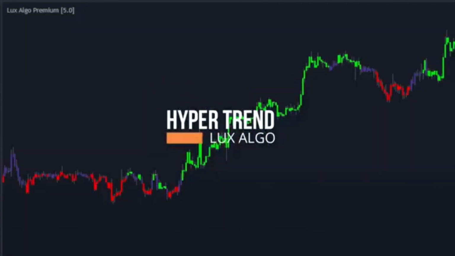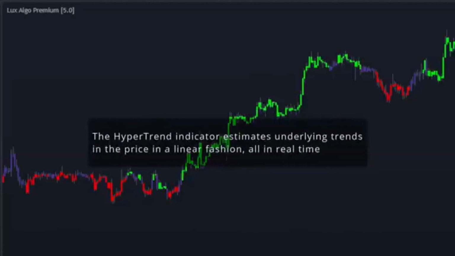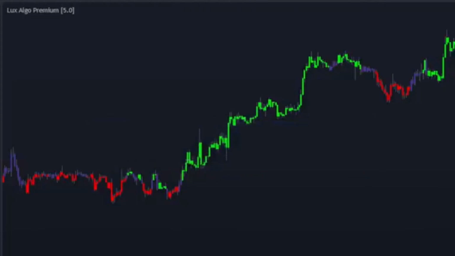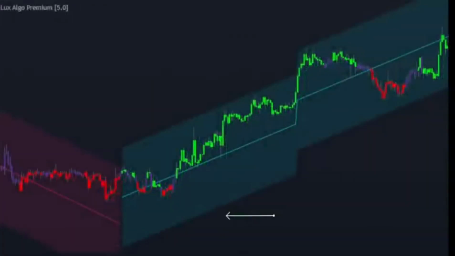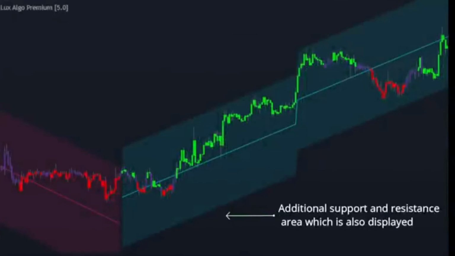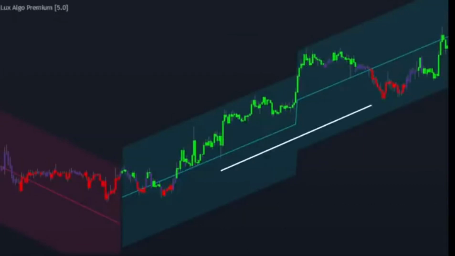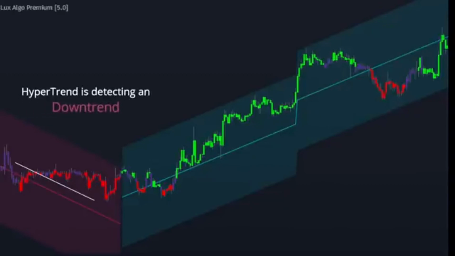Another new indicator for the Lux Algo package is the hypertrend. The hypertrend indicator estimates underlying trends in the price in a linear fashion, all in real time, so you can determine whether the price is in an uptrend or downtrend. The coloured area around the hypertrend line is an additional support and resistance area which is also displayed. A line sloping upwards would indicate that the hypertrend is detecting an uptrend, while a line sloping downwards would indicate the hypertrend is detecting a downtrend.